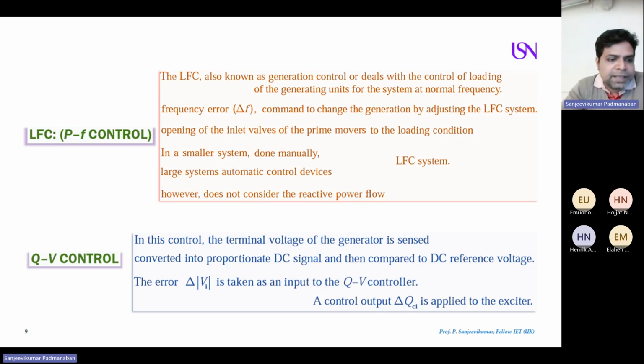Then another one is we have a QV control, which is a reactive and voltage control. This control is usually done by sensing the parameters on the terminal voltage of the generators. So if you are working on a QV controller, you need to sense the terminal voltage of the generator. And the sensed voltage will be converted into a DC signal by using sensors.